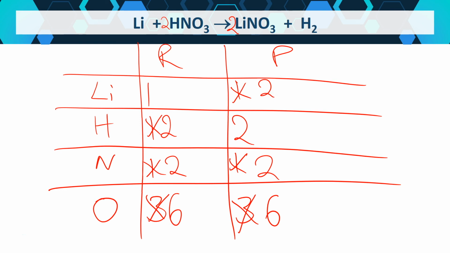But remember I was saying we weren't going to touch that lithium on the reactant side because it was by itself and we could change it one at a time. Well, this is why we left it alone, because now we can go and put a 2 out the front of the lithium, nice and easy, and that becomes 2 lithium there. So there we have that one balanced.